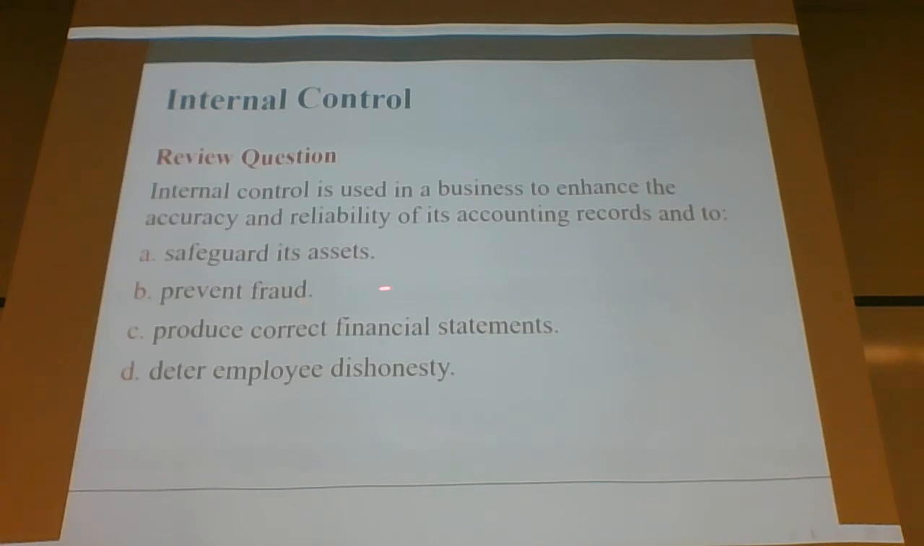Internal control helps to prevent fraud, but it cannot absolutely guarantee that we're going to prevent fraud. We're not going to produce absolutely correct financial statements necessarily, but we can produce financial statements that are at least fair. And then internal control in and of itself, I don't know that it would deter employee dishonesty. It might deter a dishonest employee from acting on their dishonesty, but choice D is kind of a weird one, but safeguarding assets is the answer that we're looking for here.